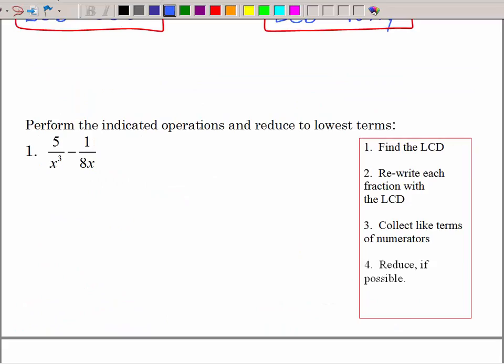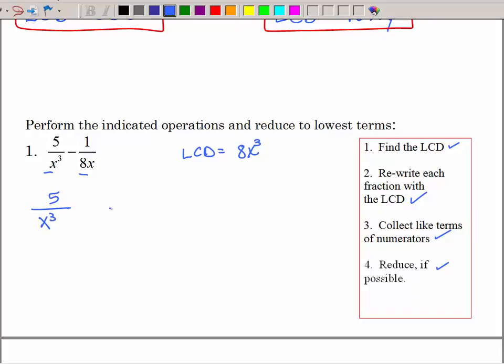So now we're going to start adding and subtracting these rational expressions that have different denominators. So the process is find the LCD, rewrite each fraction with that LCD, then we collect like terms of the numerators, reduce if possible. So here are our two fractions. What would be that LCD? Well, we have to have the 8, and then we have to have the x. Those are the two factors. And then we want to raise the factor to the highest power, so we would have x cubed. So 8x cubed is my least common denominator.